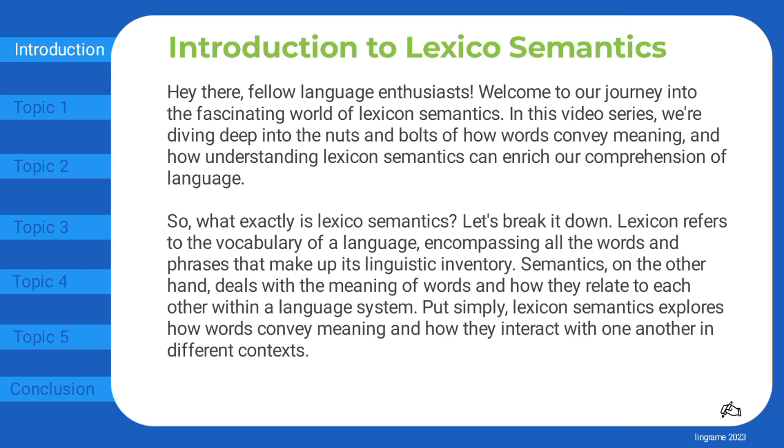Let's break it down. Lexicon refers to the vocabulary of a language, encompassing all the words and phrases that make up its linguistic inventory. Semantics, on the other hand, deals with the meaning of words and how they relate to each other within a language system. Put simply, lexicon semantics explores how words convey meaning and how they interact with one another in different contexts.